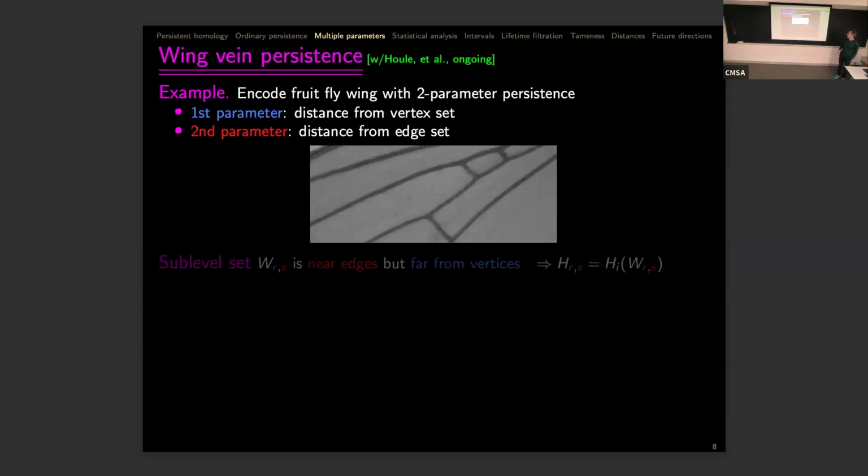And so the idea is to encode the fruit fly wing with 2-parameter persistence. Again, we're using persistent homology as a summary of a data object. The first parameter is going to be the distance from the vertex set. These are points in R2, and then we're just going to fatten up like we did before. And then the second parameter is going to be the distance from the edge set. These are given as Bezier curves, and we're just going to fatten them up like that.